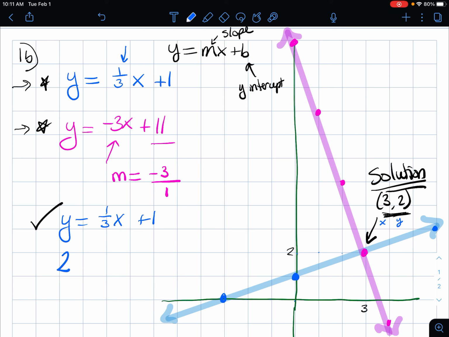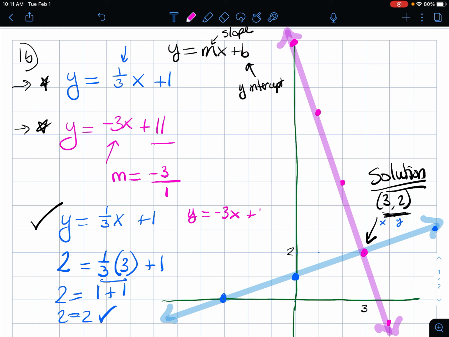So I'm going to put a 2 in place of y. 1/3 times the x value, well, that's 3, plus 1. 2 equals 1/3 of 3 is just 1 plus 1. So I just did that, 1 plus 1. And 2 equals 2. So this means that that point actually does live on the blue line, which is great, but we need to make sure it also lives on that pink line. So let's check that one.